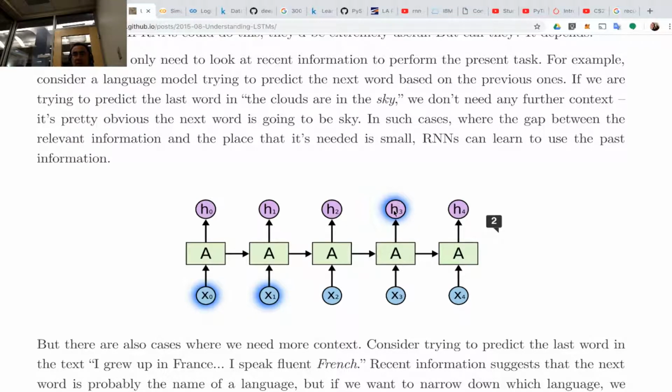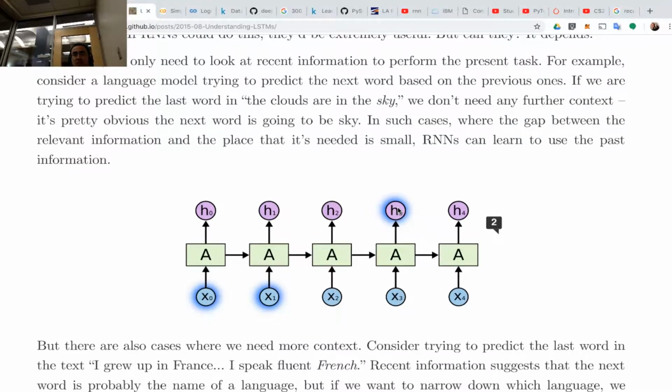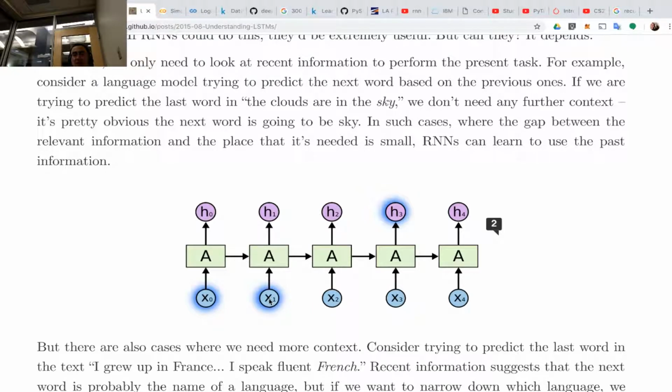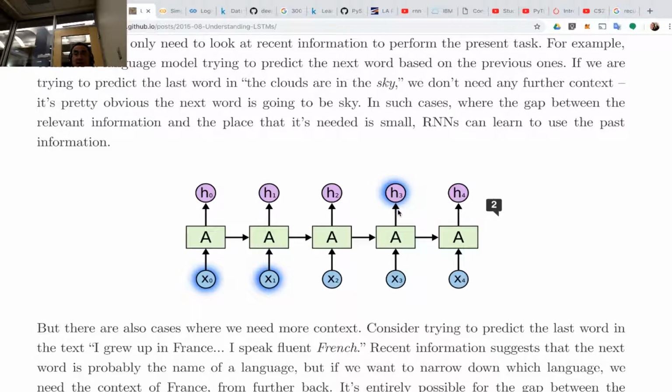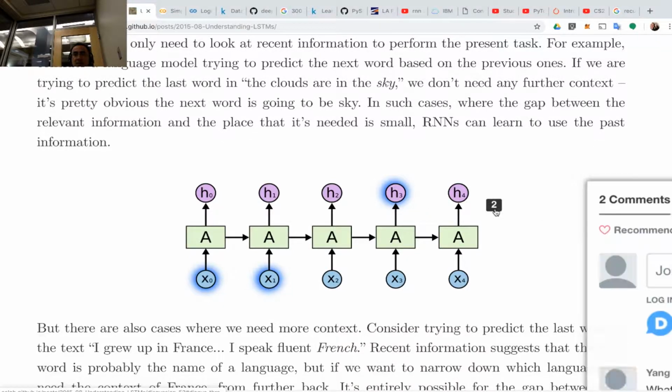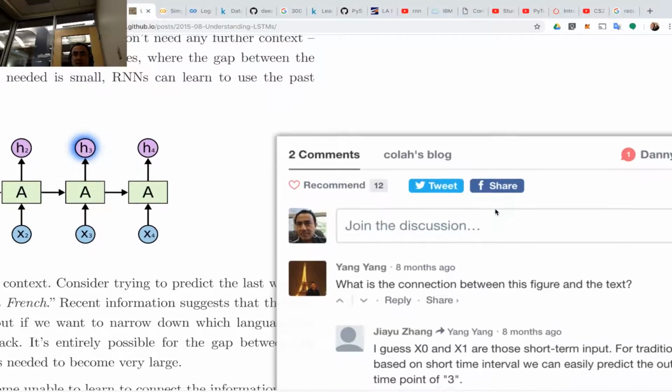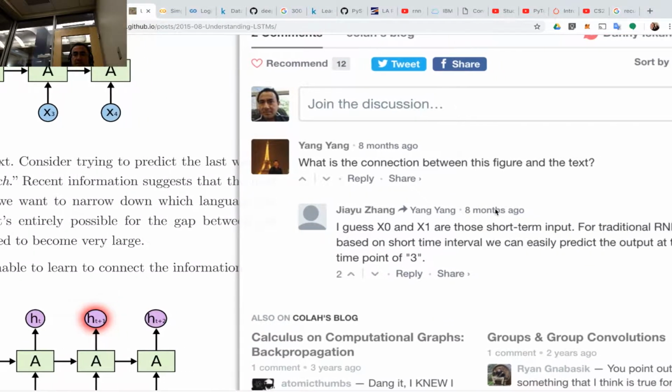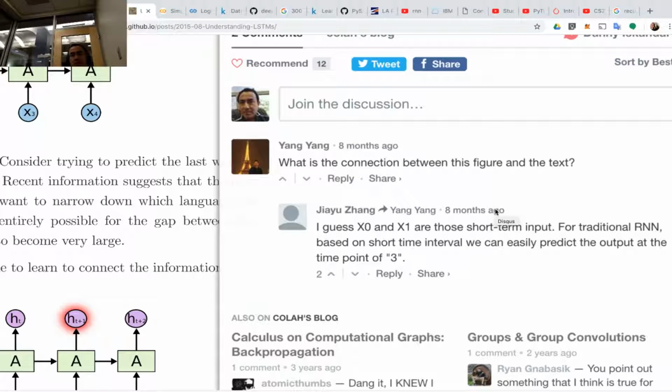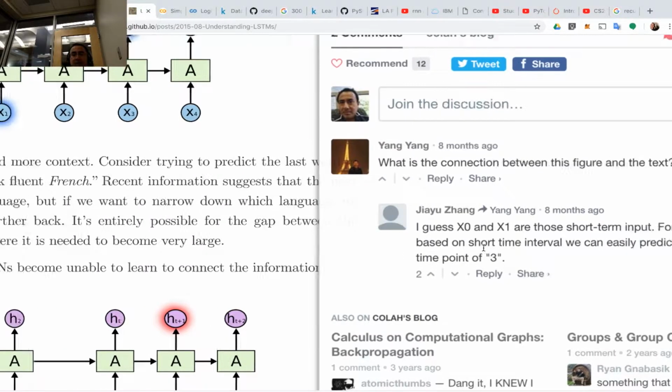And then h3. Okay, so the input is in the past, and you're predicting in the future, kind of. That's the way I understand it. Let's see some of the comments here. What is the connection between this figure and the text? Short-term input.